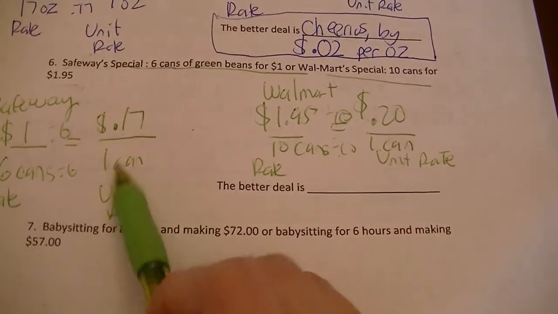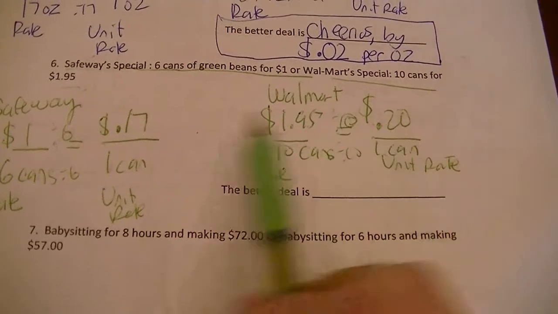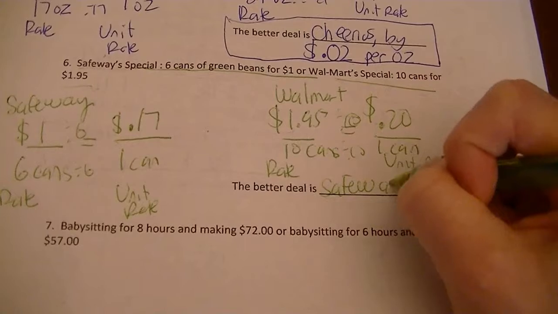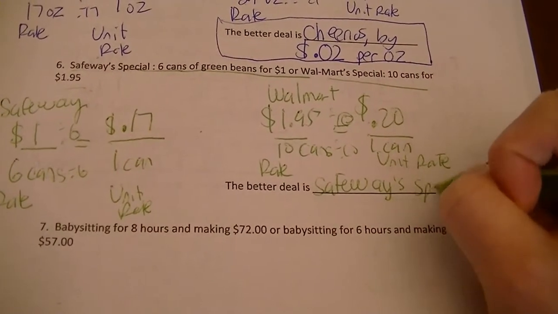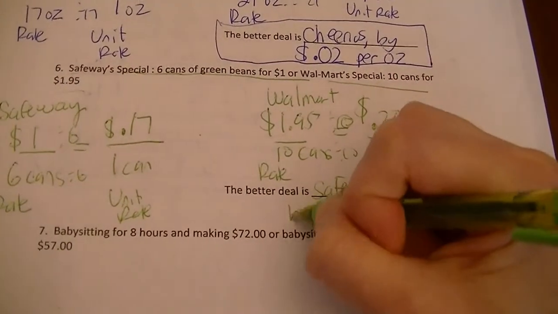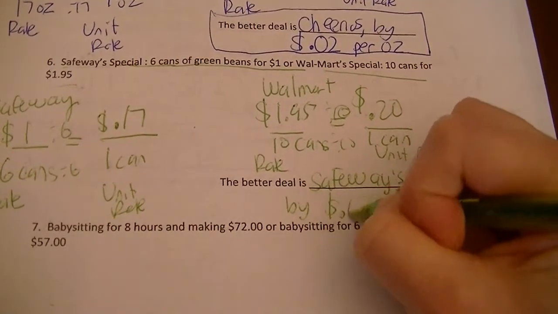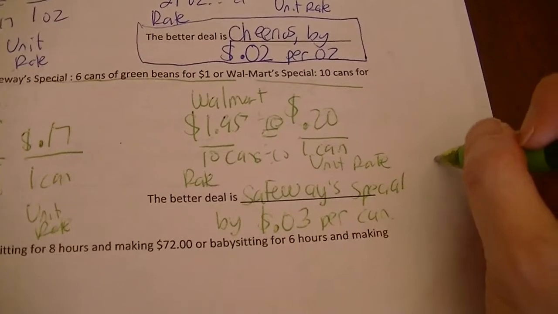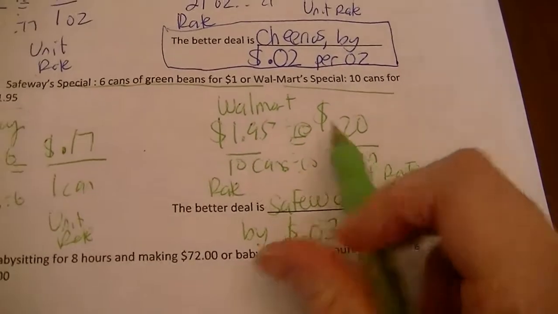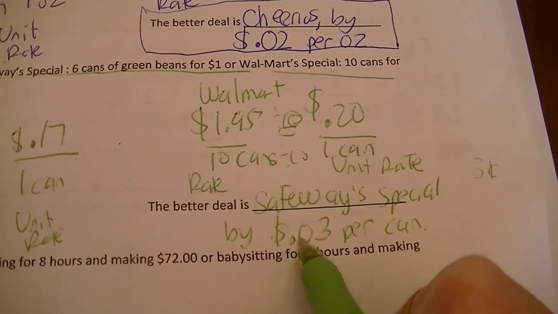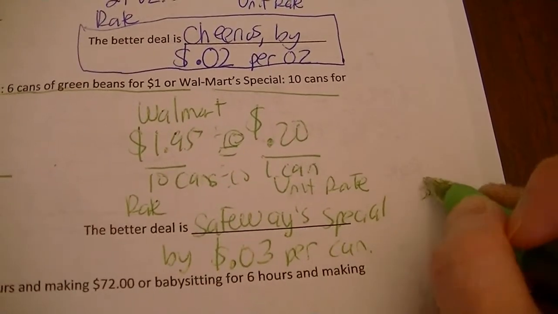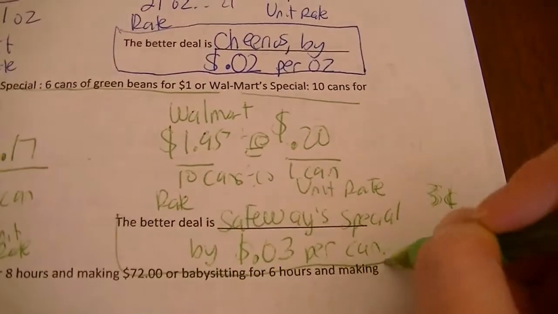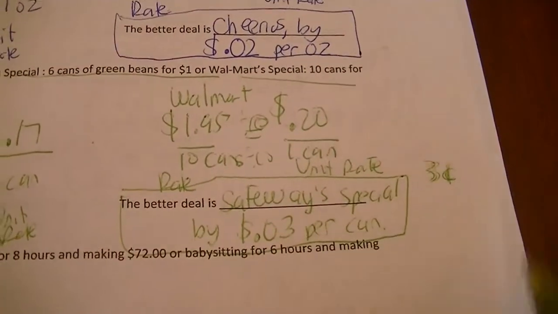Okay, so compare it. 1 can costs 17 cents. 1 can here costs 20 cents. So the better buy is Safeway's deal, or Safeway's special, by 3 cents per can. I realize some of you might want to write it like this, but just to keep consistency with how we wrote it up here, I'd prefer it like that, okay? But if you wrote 3 cents like that, with the cent sign, it's not the end of the world. Okay, so there we go. Don't forget your per can part, okay?